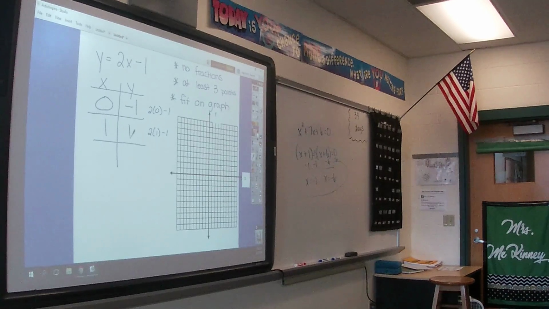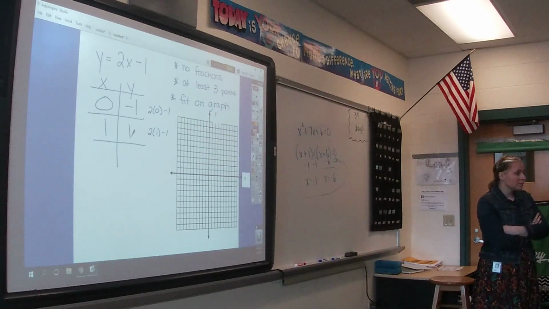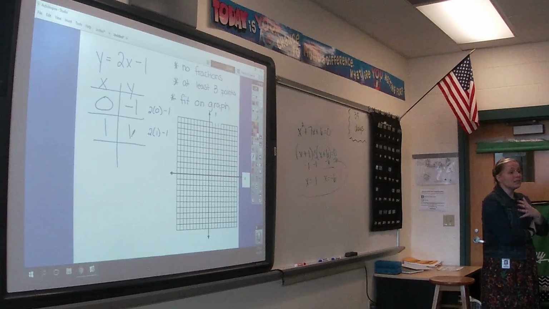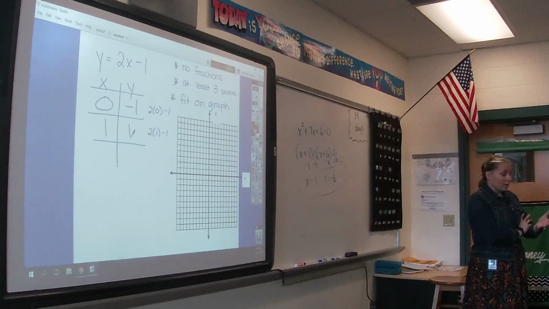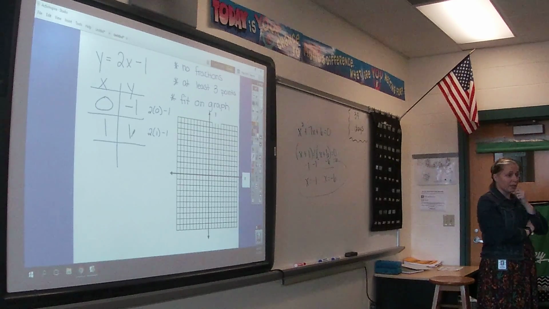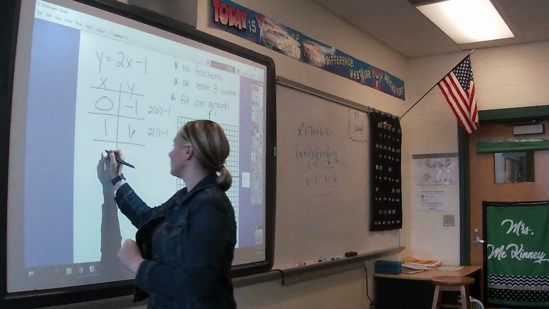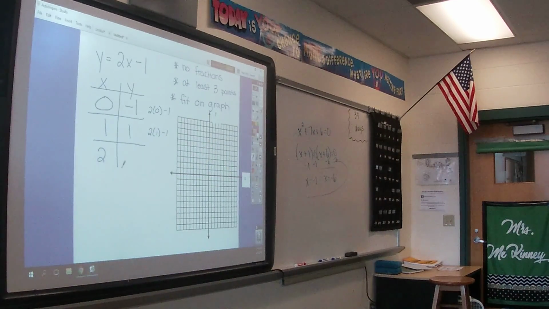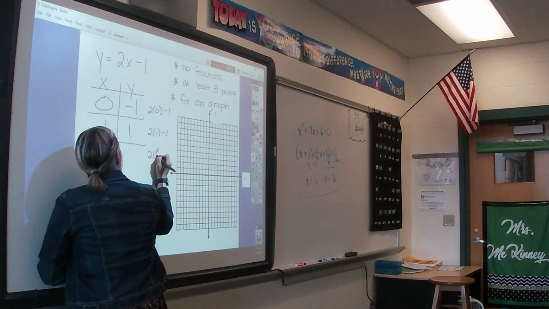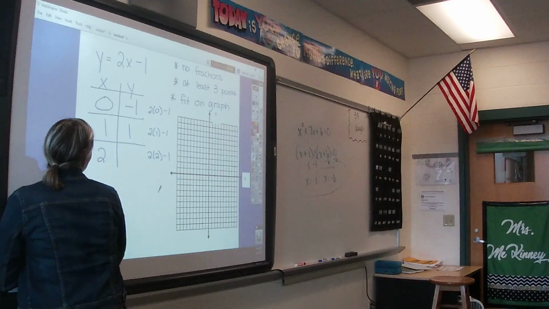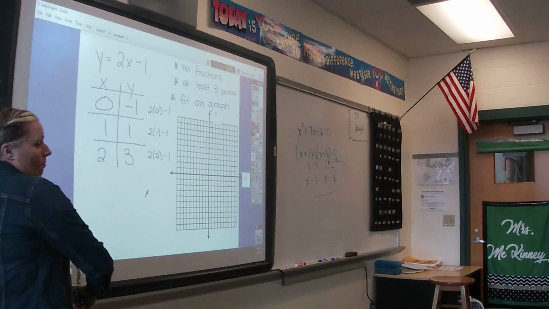It realistically does not matter what number you pick next. So whether you decide to pick 2, whether you decide to pick -1, whether you decide to pick 5, I don't care. It just has to fit on the graph. Okay, so anybody have a preference as to what we want to pick next? 2? Okay. So 2 times 2 minus 1 is 3.